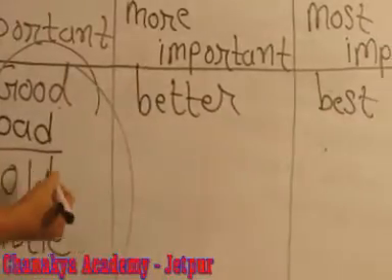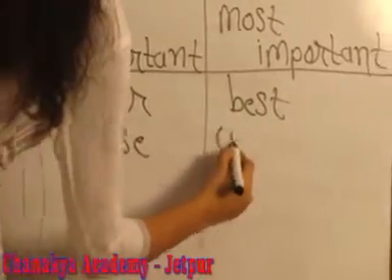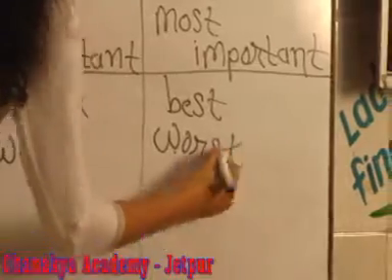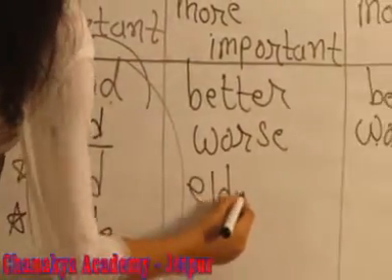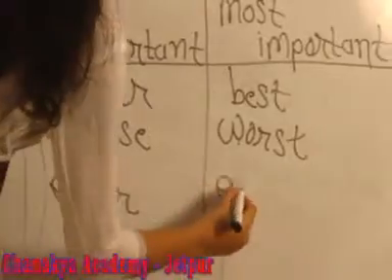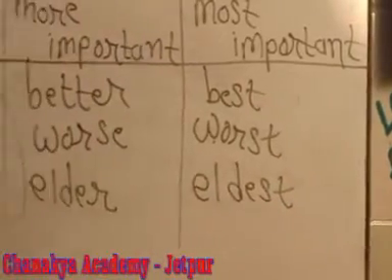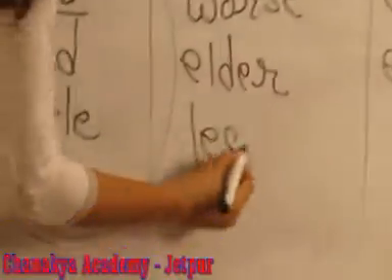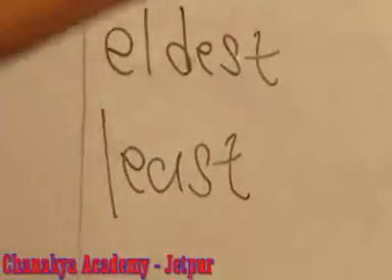When we have bad, it becomes worse and worst. Old becomes elder, and in the superlative we get eldest. Little becomes less, and in the superlative form it becomes least.